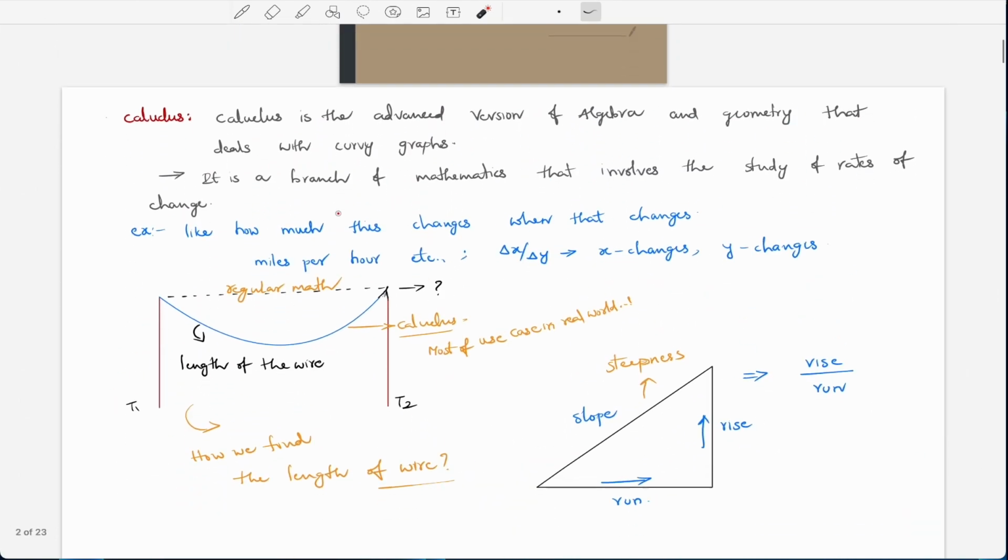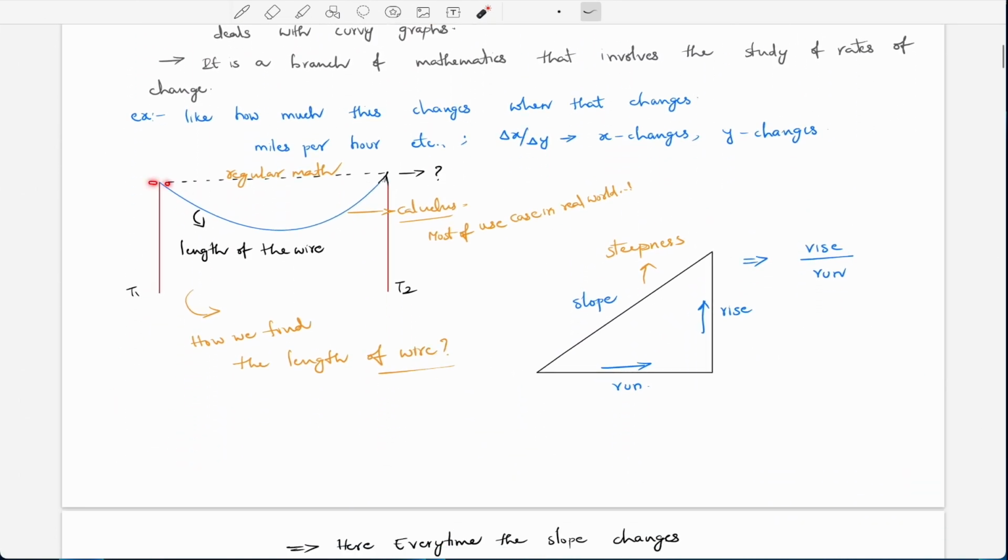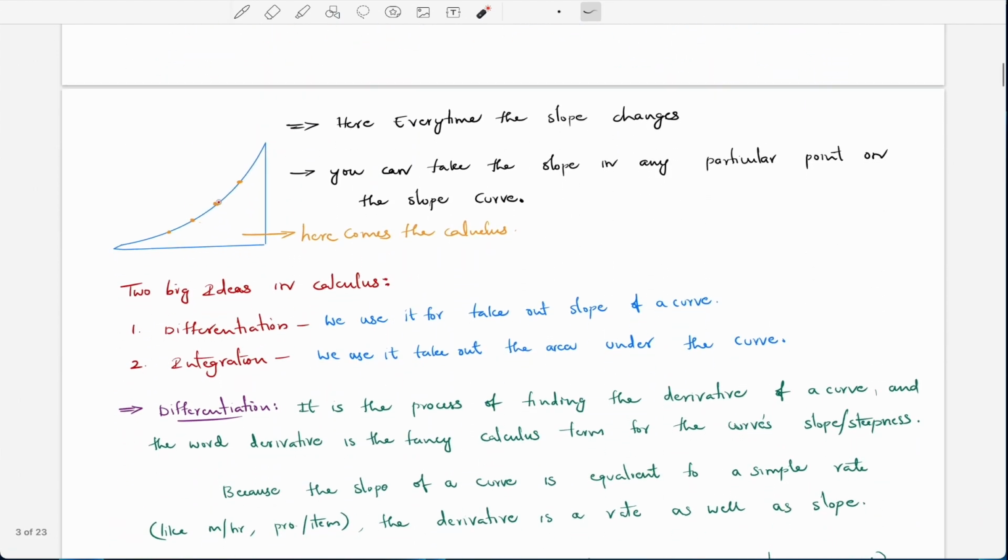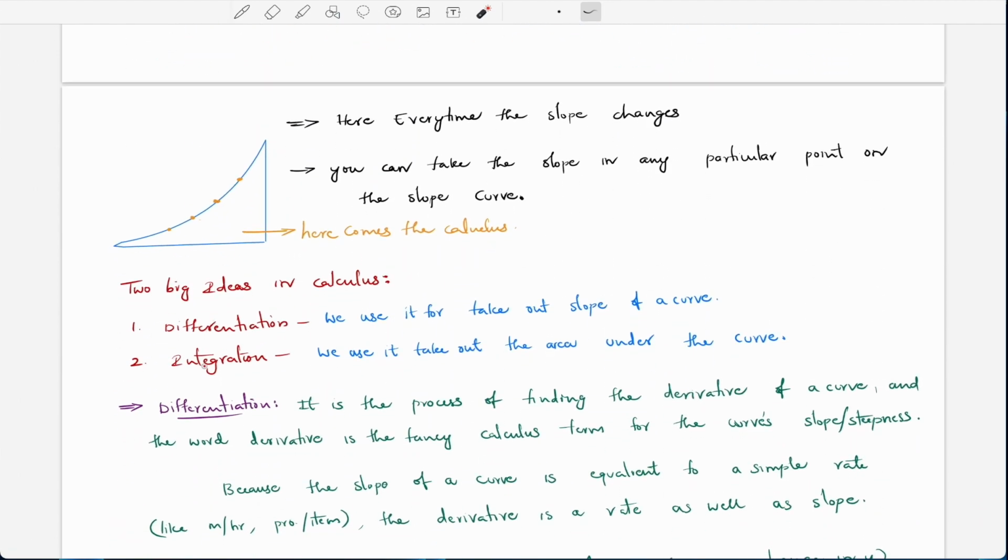As I said in our tower example, how do we find the length of that curve, and what is the angle? We're going to find that with the help of differentiation and integration. So how do we find this curve length, how do we find this slope? It's a big question, right? We're going to answer it in just a few minutes.